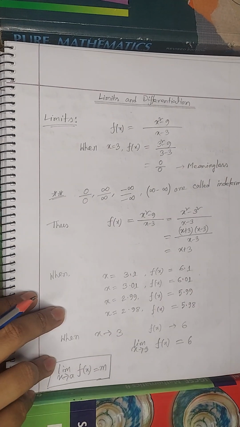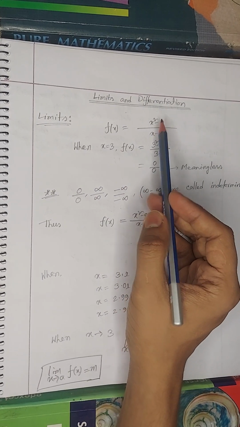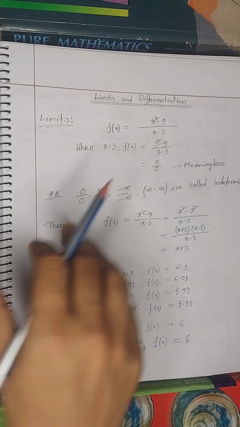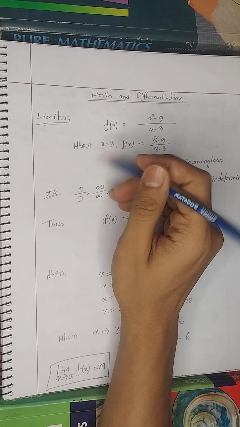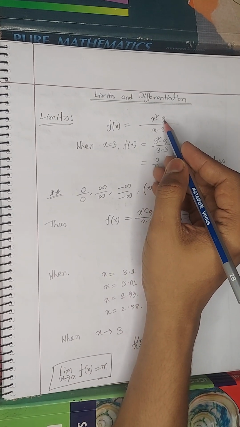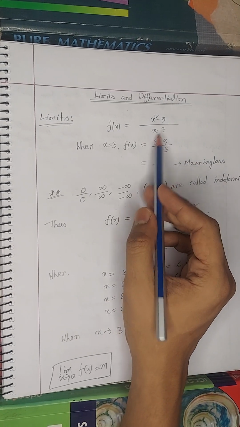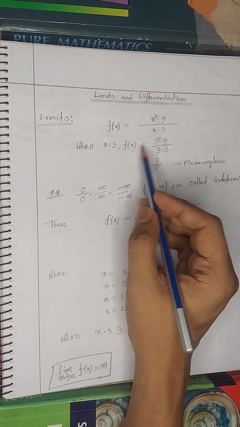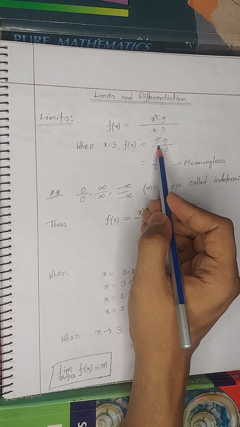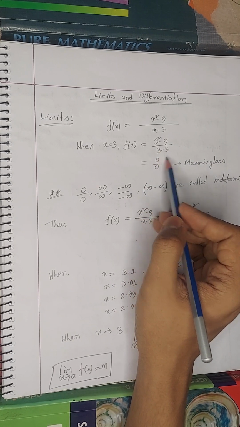Before discussing the problems of limit, I am going to show you some basic problems. What is limit actually? If we have a function f of x equal to x square minus 9 divided by x minus 3, what will be the value of this function at x equal to 3? If we put the value of x as 3, then we get 0 at the denominator, which is meaningless.